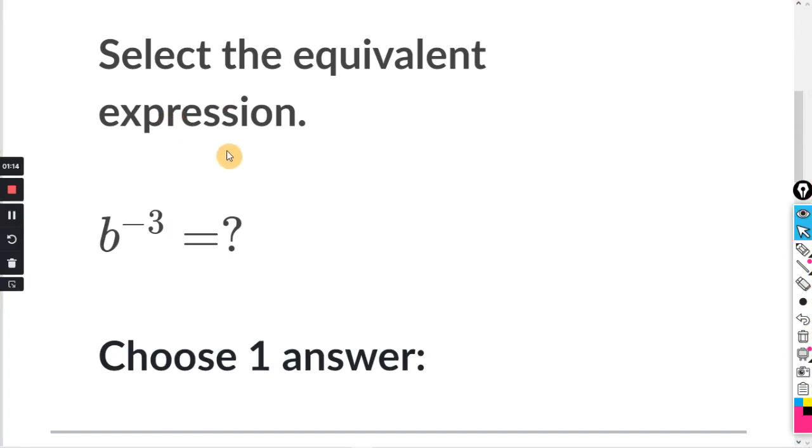All right, so they want us to select the equivalent expression. I think for all of these, we're only going to choose one answer. So before I even look at the answers, let's see if I can convert this. We have b to the negative 3. And if it helps you, you can put that over 1 if you like. That doesn't change anything. And what I'm going to do is take b to the negative 3 and move it into the denominator. By doing that, the negative 3 becomes positive 3.